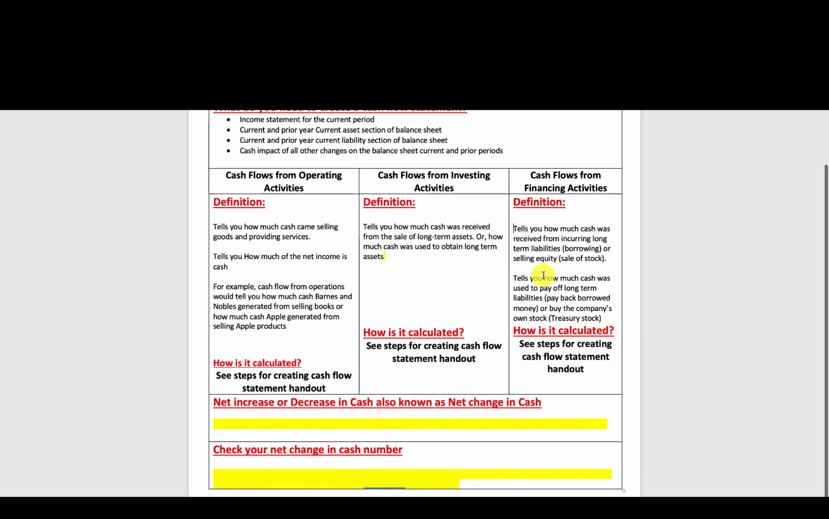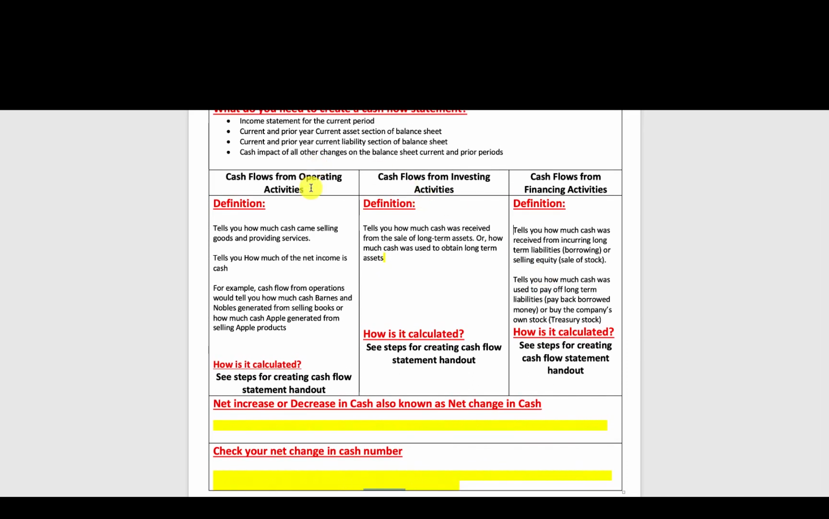Okay, so the three sections of the cash flow statement are cash flow from operating activities, cash flow from investing activities, and cash flow from financing activities. And there's a handout which I'm going to refer you to later in the course that's going to show you exactly, step by step, how to complete the operating activity section, investing activity section, and financing activity section.